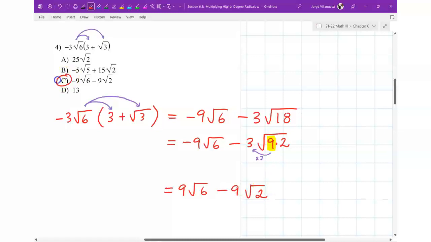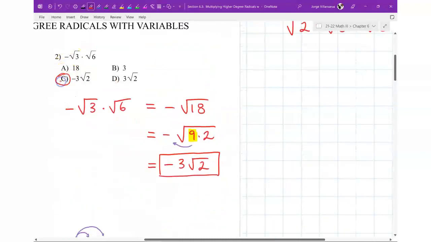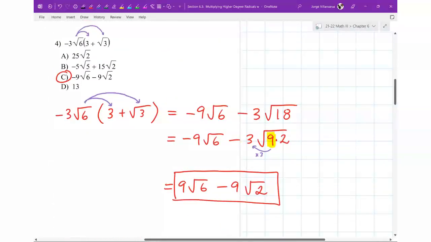It's right here, part C. By the way, on the other problem, I forgot to mark it, but I think that answer was C as well. Yeah. Are we okay with this? Just multiplying, simplifying, that's pretty much it. That's all you have to do.